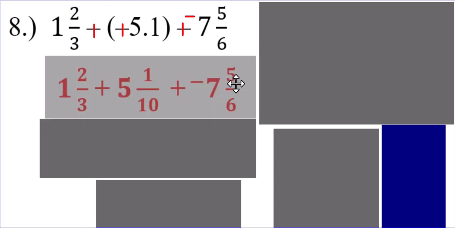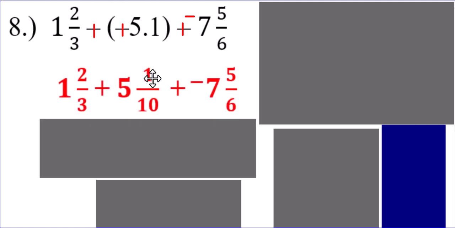Problem number 8. 2/3 is a repeating decimal. 5/6 is also a repeating decimal. So we are not going to want to go to the decimal route this time. Instead, we're going to want to make the negative 5.1 become negative 5 1/10. But before I do that, I'm going to make subtraction become adding the opposite there and adding the opposite here. All right, let's make that 5.1 become 5 1/10.